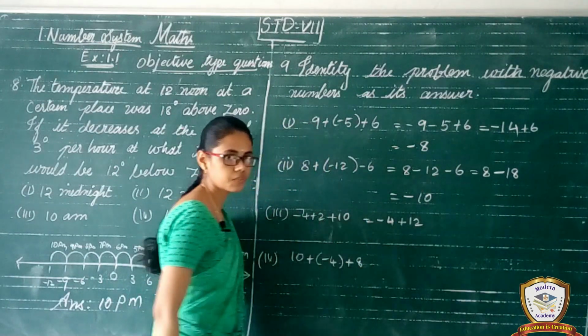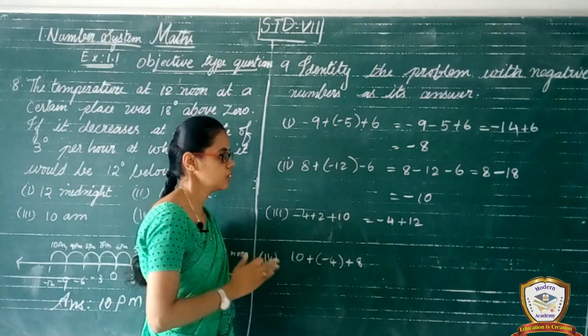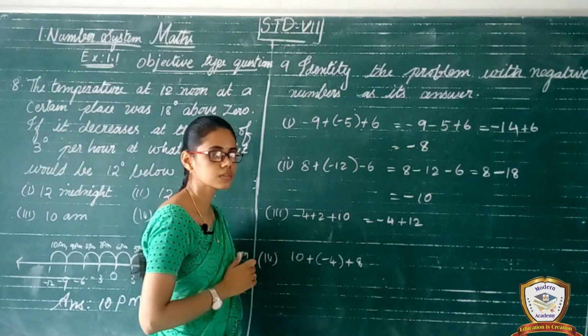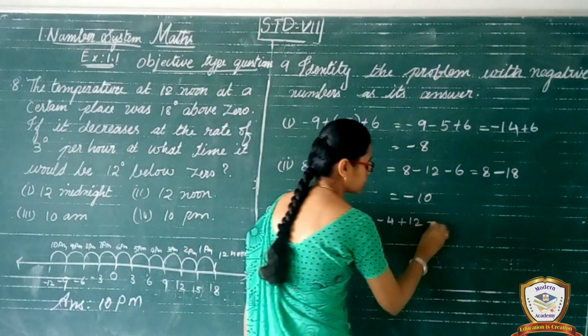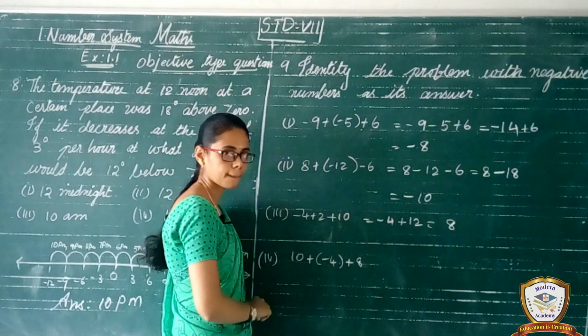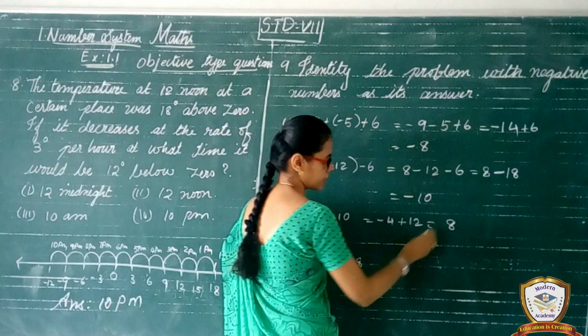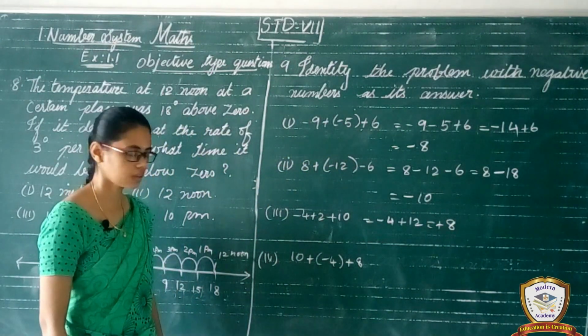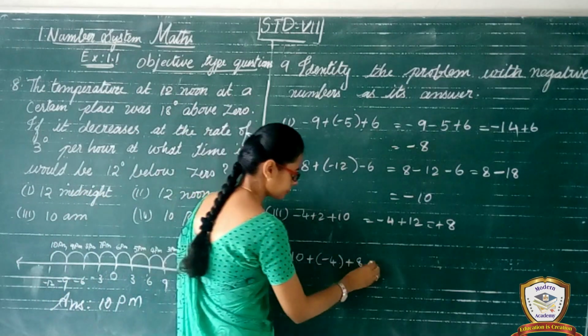Okay. And now we have to see. Both are different sign. Different sign means we have to subtract the number. So 12 minus 4, 8. Okay. So which is the biggest one? 12. 12 in front of the sign plus. So we have to mention the plus in our answer. Okay. Next, we go to the fourth one.